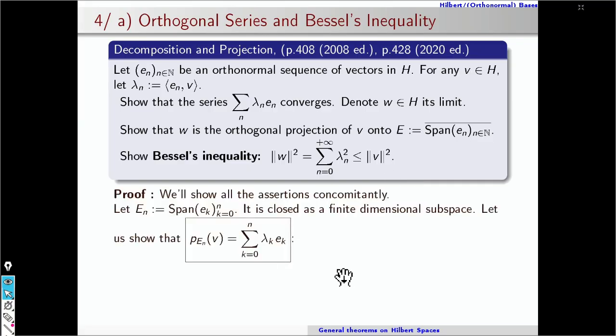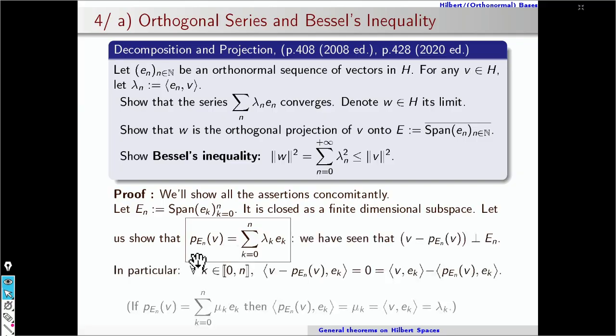We start by showing that a partial sum up to n is the projection of V onto the finite dimensional subspace generated by E0, E1, E2 up to En. Indeed, the projection is characterized by the fact that V minus projection is orthogonal to En. So in particular, it is orthogonal to the generating vectors. Then by linearity of the inner product with respect to the first variable, one obtains that the component of V is equal to the component of the projection. So the projection and V have the same decomposition, the same components.